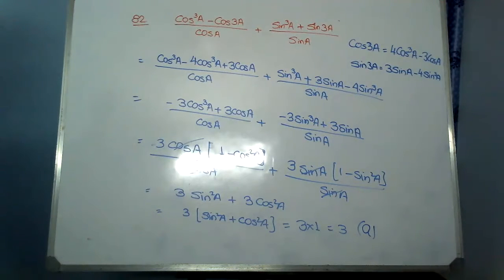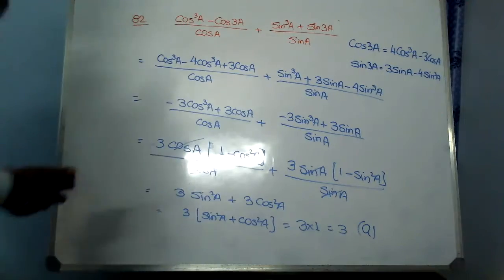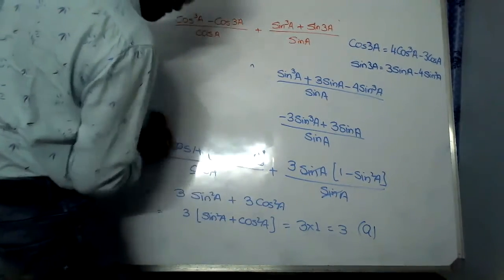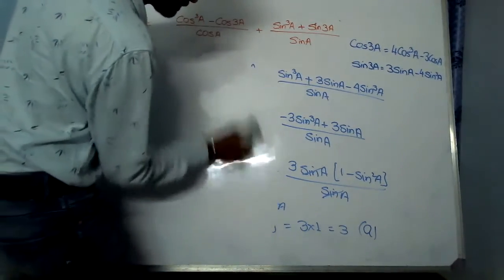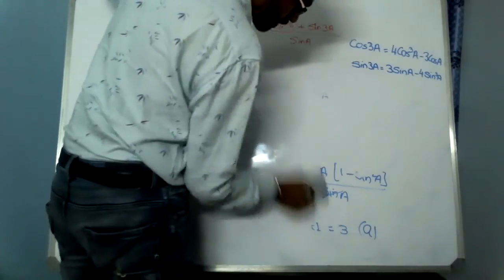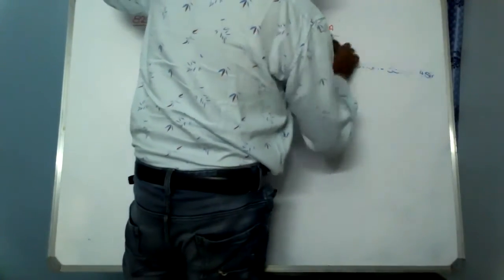Go through it. For this question, you only have to know the formula of cos 3A and sin 3A. If you know that, just substitute and do the simplification. While doing the simplification, make sure you are taking the signs correctly. If you do that, you'll get your answer. So this was question number 82.